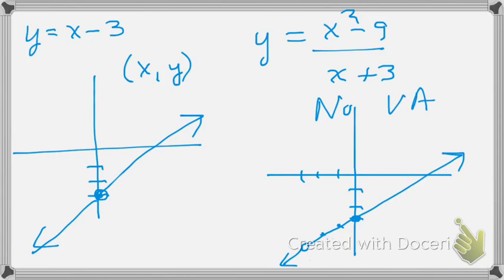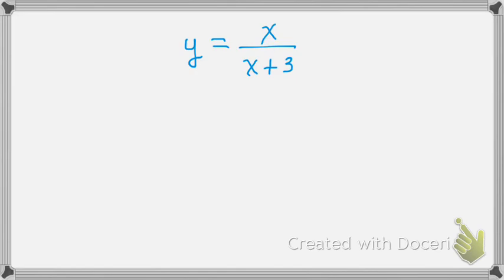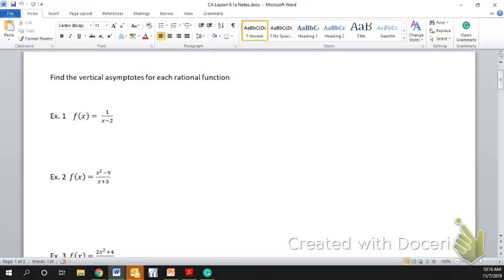Does that make sense now? Somewhat? So it has no vertical asymptotes because it canceled, because the x plus 3 cancels out of the problem. When something cancels out, it means you have a hole and not an asymptote. Everybody okay with that? All right, next is example 3.